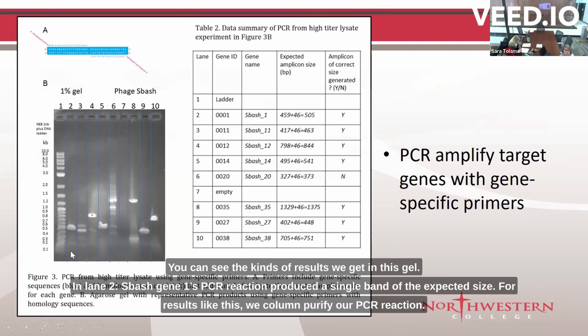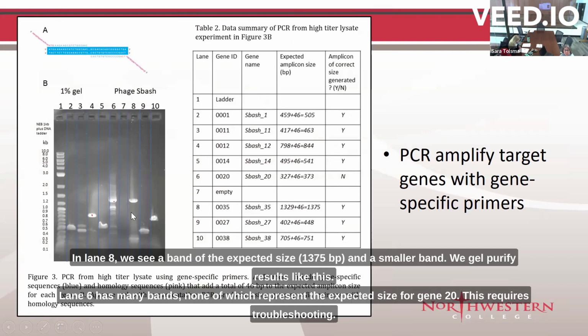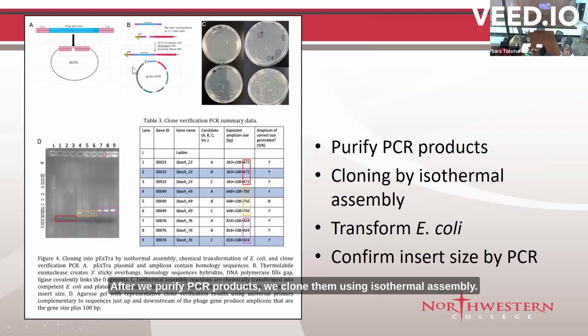In lane 2, S- gene 1's PCR reaction produced a single band of the expected size. For results like this, we use the purified PCR reaction. In lane 8, we see a band of the expected size and a smaller band. We gel purify results like this. Lane 6 has many bands, none of which represent the expected size for gene 20. This requires troubleshooting.